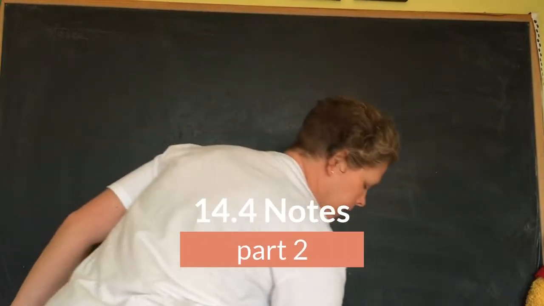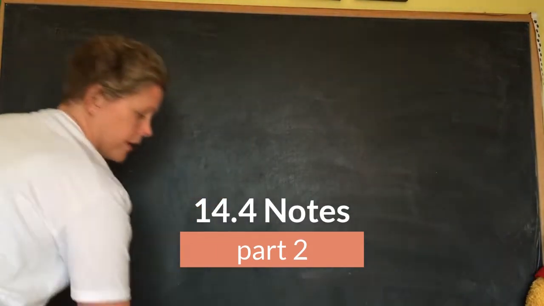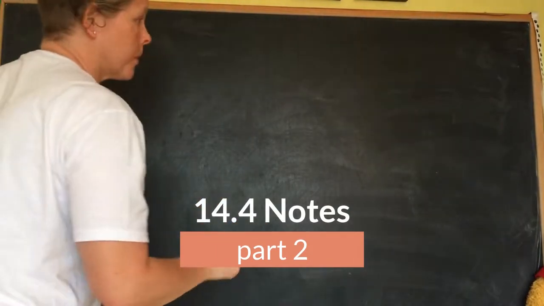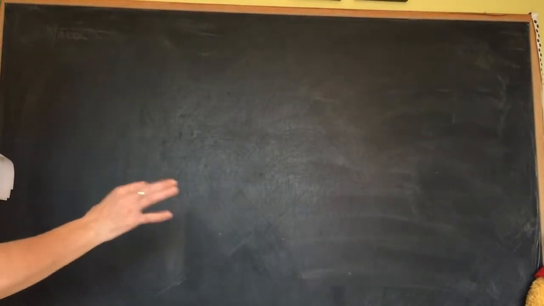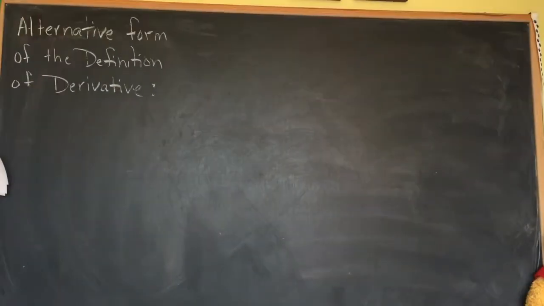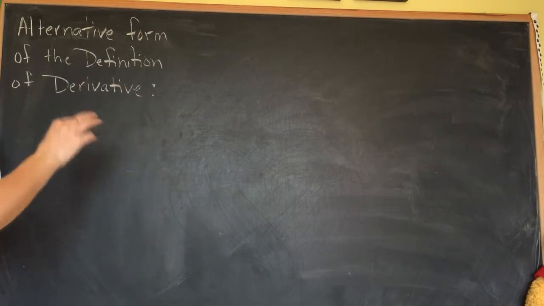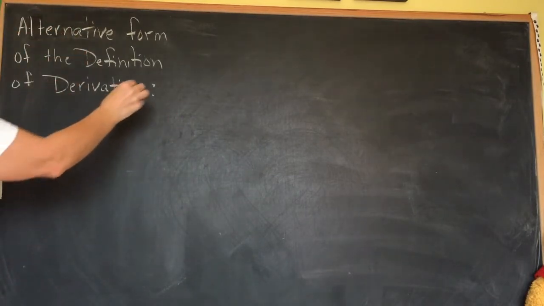There are a couple different forms to find the derivative. In section 14.4, the one we're going to concentrate on is called the alternative form of the definition of derivative. We're going to get another definition of derivative later, and then we're going to have a bunch of rules in the next chapter. So for right now, we're just concentrating on this form.